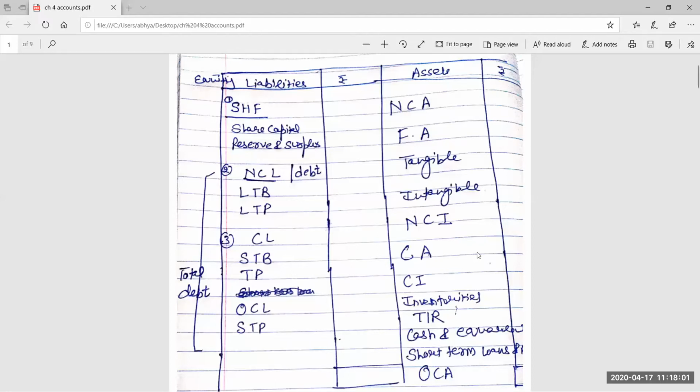Then the second major head, current asset. In current assets, we will include all the current assets which we studied earlier in chapter 1. Which current assets? Current investments, inventories, trade receivables, cash and cash equivalents, short-term loans and advances, and other current assets. These are the 6 subheads of current assets. So the total of the balance sheet will remain the same.